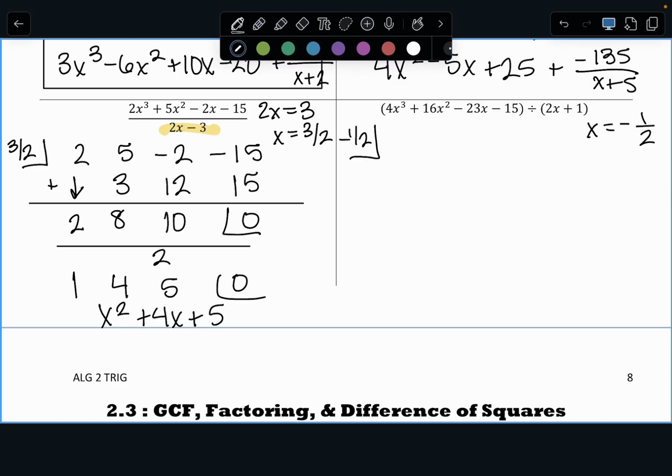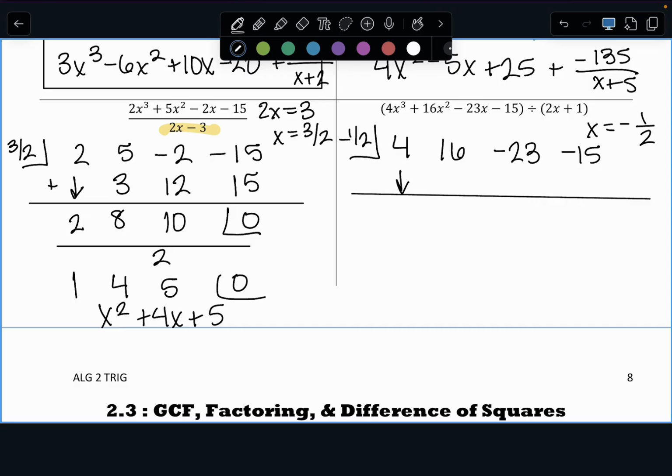And we start filling out my coefficients. 4, 16, negative 23, and negative 15. Something else to just be aware of, because it's in your activity in a second. Even if you don't have a constant term, you still have to put a placeholder for your constant term. So if we just had this, we would have to put a 0 here to fix this missing piece.